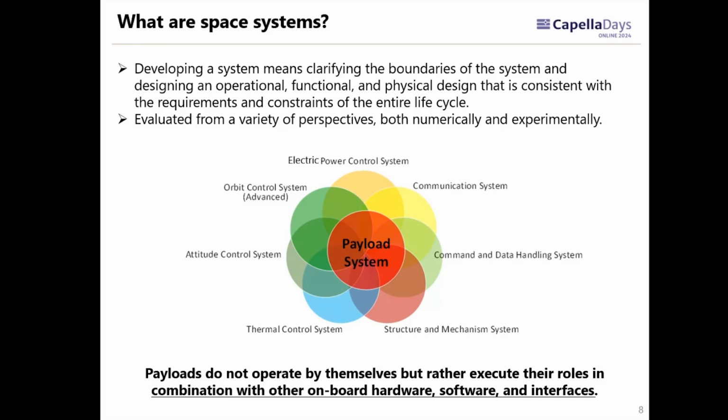This figure shows the general and basic satellite concept. It consists of basic elements like the thermal control system, attitude control system, orbit control system, electrical power control system, communication system, command and data handling system, and structure and mechanical system. Supported by these basic elements, the payload system is there. So payloads do not operate by themselves, but rather execute their roles in combination with other onboard hardware, software, and interfaces.